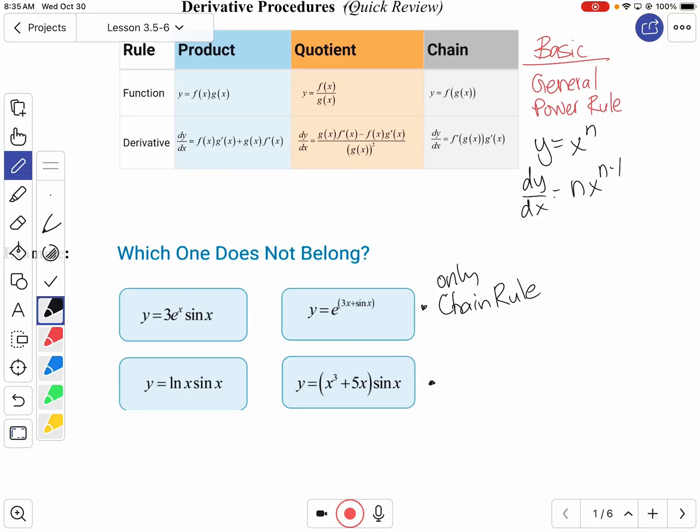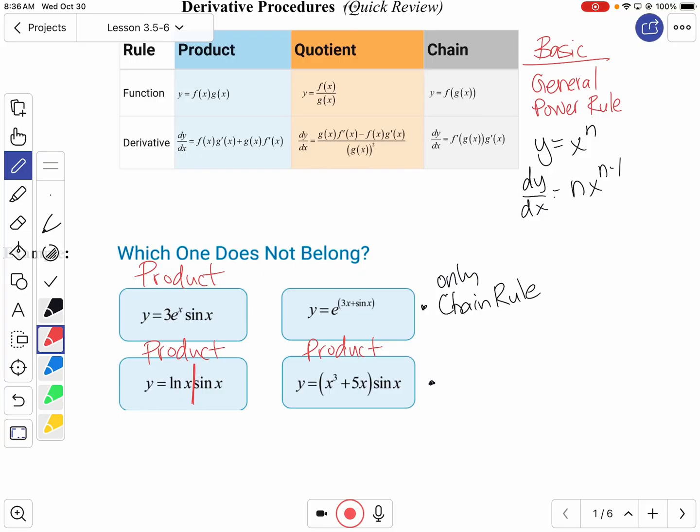What type of procedure will we need to use on this first one to find its derivative? Product rule, yeah. What about the one underneath it? Product rule. That one we said was chain rule. What about that last one on the bottom left? Right. Product rule.